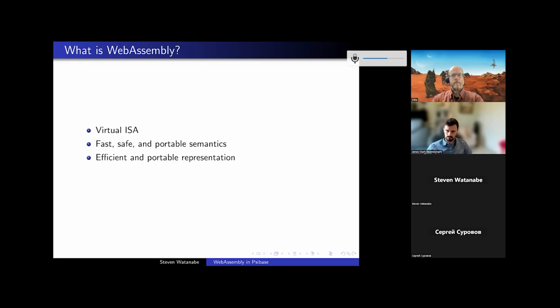A WebAssembly module is mostly self-contained. It can only interact with its environment by importing and exporting functions that are explicitly defined. The WebAssembly spec allows anything to be imported or exported, not just functions, but the only components that we allow to be imported in our system are functions.